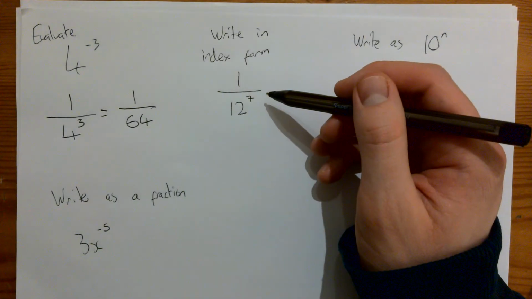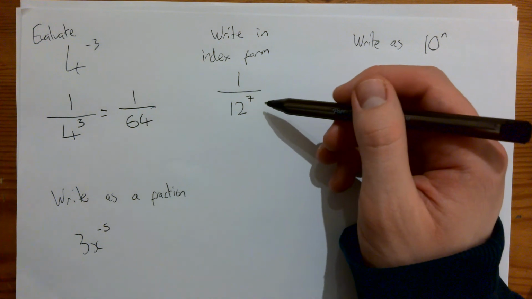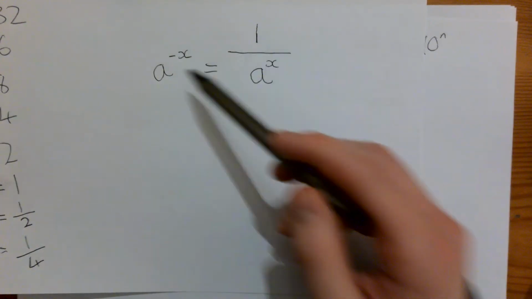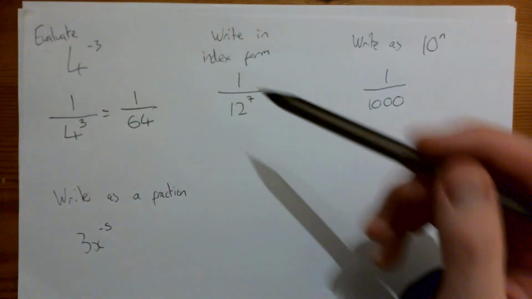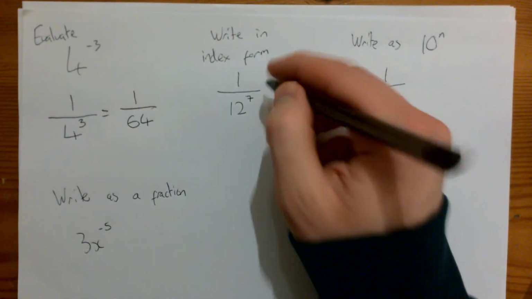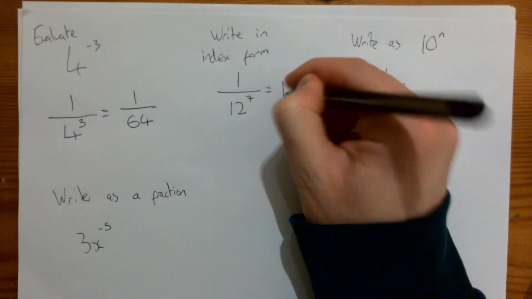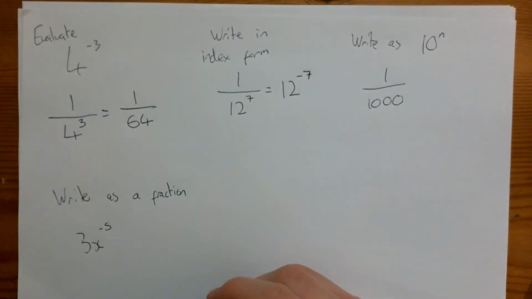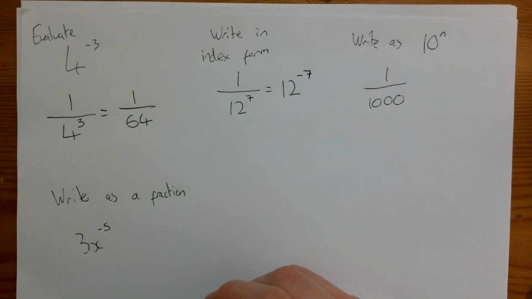Now this one I've asked to do the opposite. Write in index form means write it as a power. So I'm doing the opposite. I'm going to change it from this form into this form. I know if it's 1 over 12 to the 7, that's the same as 12 to the power minus 7. Okay, so hopefully those should be quite straightforward, just jumping to and fro. Make sure you're marking your answers as you go.